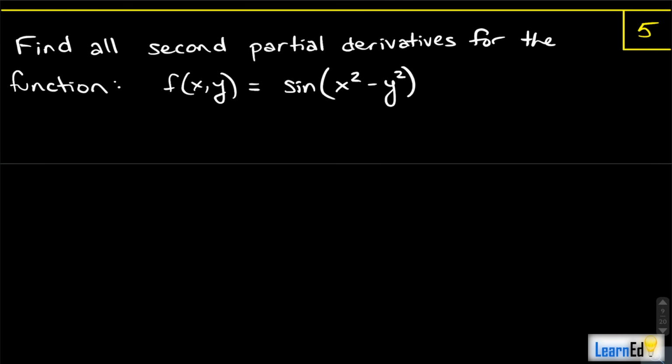All right, so for number 5, we want to find all the second partial derivatives for the function f of x and y equals sine of x squared minus y squared. Okay, so we're finding the second partial derivatives. The first thing we'll have to do to get to this goal is to find the partial with respect to x and the partial with respect to y. So just the first partial derivatives.